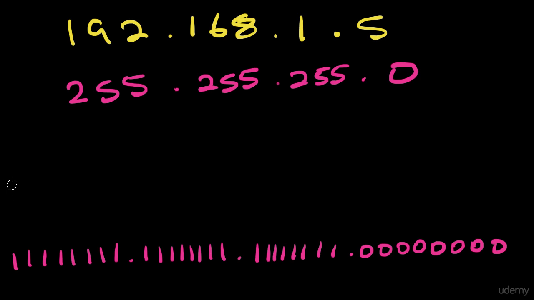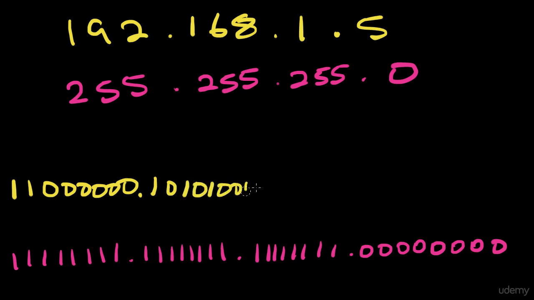Now 192.168.1.5 in binary. 192 in binary is 11000000. 168 in binary is 10101000. 1 in binary is seven zeros and a 1, because remember the last column is 1. And then 5 in binary, I'll start writing this from this side here.